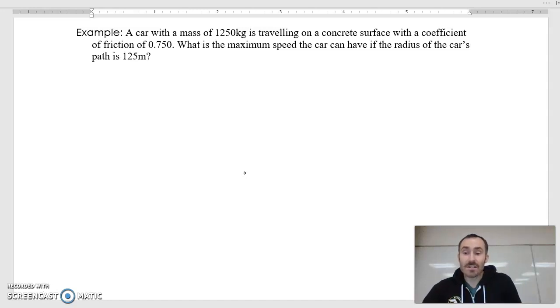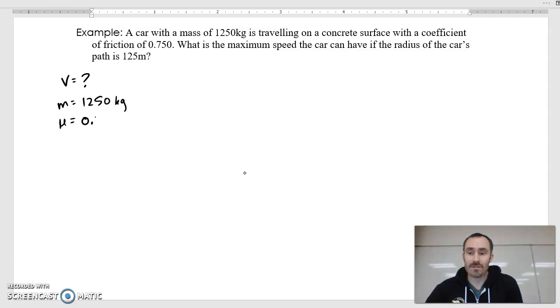Okay, so let's make a list here of all of the things that it gives us and what we're looking for so that we can organize our thoughts a little bit and form a process for solving this. Okay, it gives us mass, 1,250 kilograms. It gives us the coefficient of friction, that's new. And the radius of the circle.